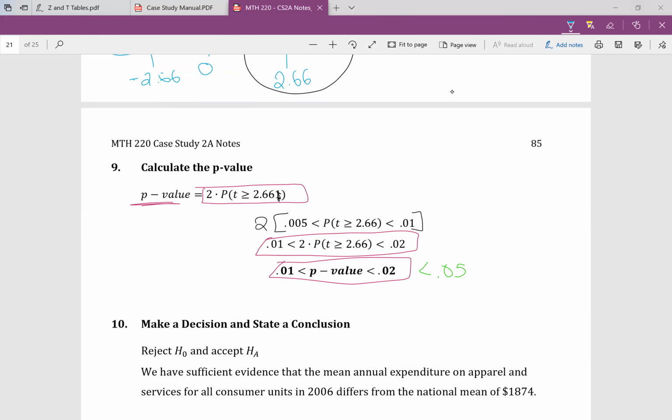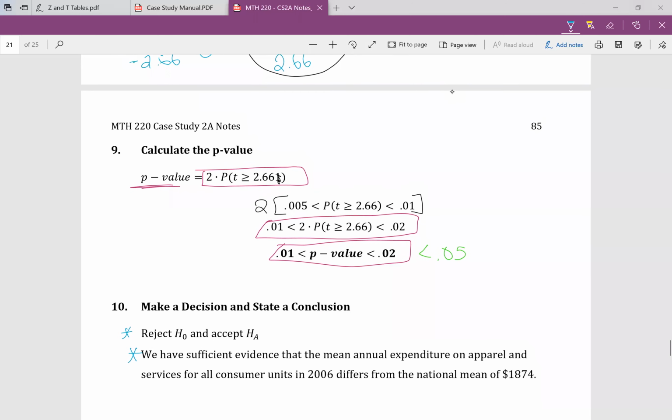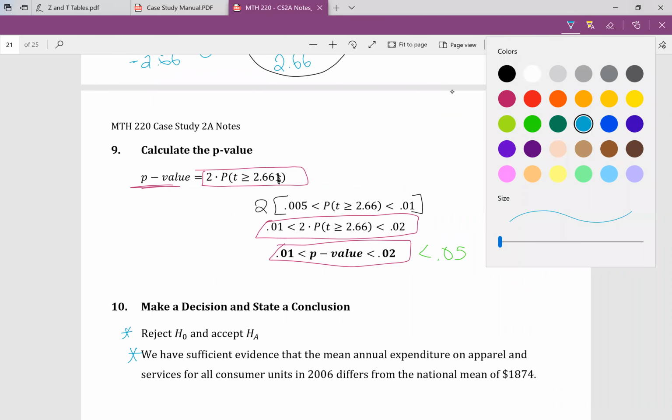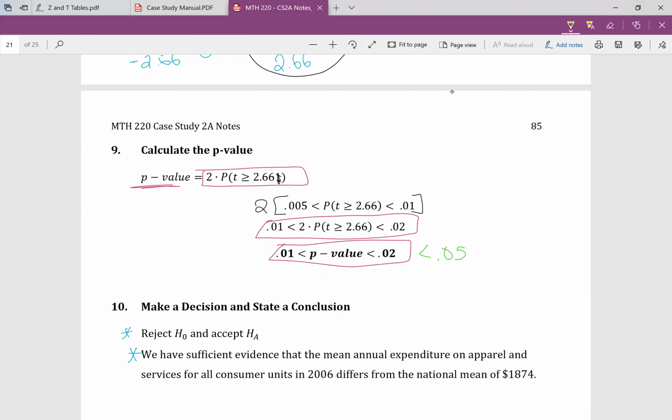Okay, so we have our decision here and our conclusion on the next line. The next thing this problem asks us to do is calculate a confidence interval. A little reminder here: since our alpha was set at 0.05, what confidence level are we going to want? That means we're going to want a 95% confidence interval.